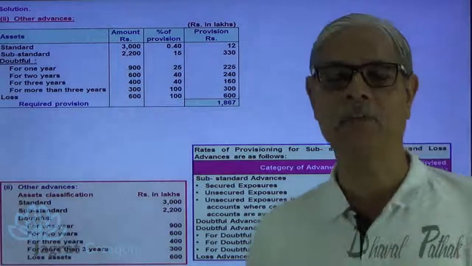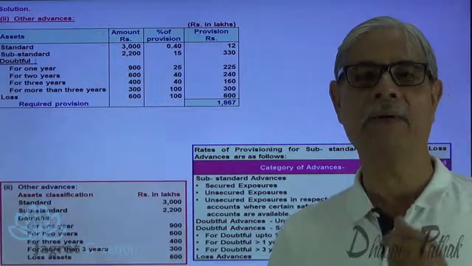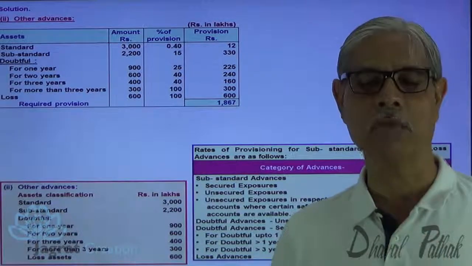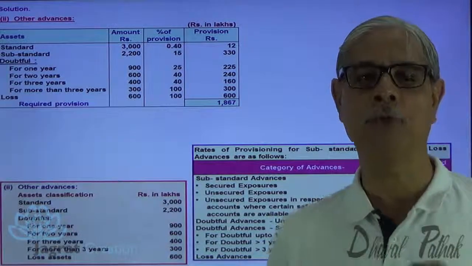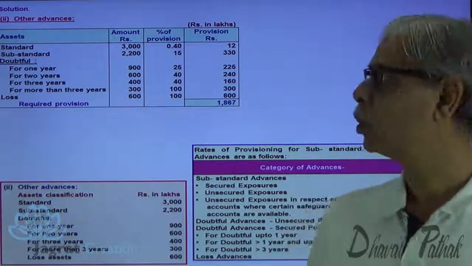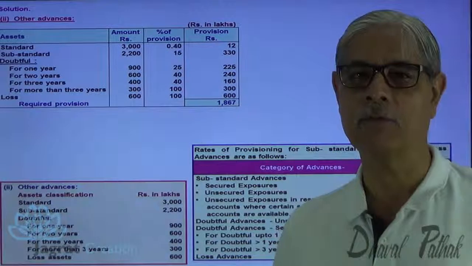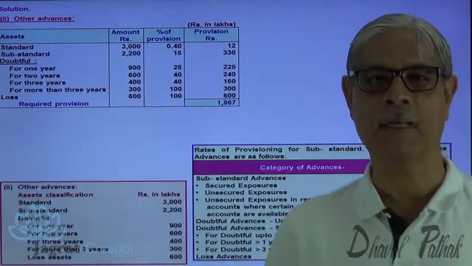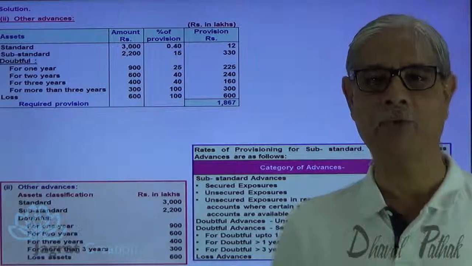This will be debited to profit and loss account, and the other effect of this provision for doubtful debt will appear in Schedule 5, other liabilities. So this is a small question that was asked, that has been explained to you. I feel that you have followed all these things.